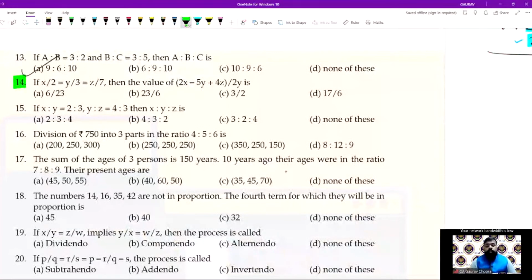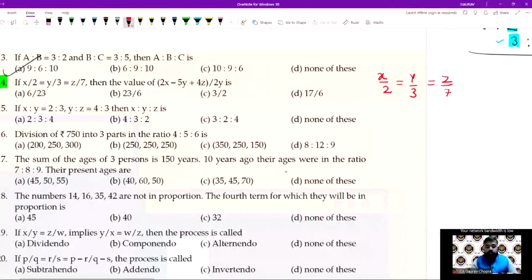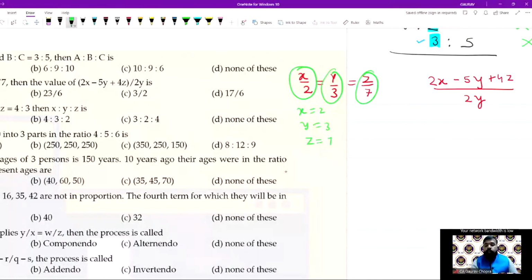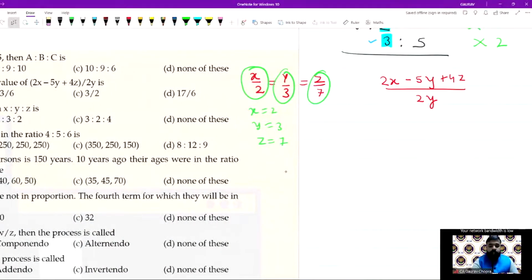Now the 14th one. If x by 2 is equal to y by 3 is equal to z by 7, then find the value of 2x minus 5y plus 4z. So let us write here x by 2 equal to y by 3 equal to z by 7. And we have to find out the value of 2x minus 5y plus 4z upon 2y. So what is the shortcut way to solve this? Just substitute the values. In place of x, we can put 2. In place of y, we can substitute 3. In place of z, we can substitute 7. So substitute all these three values to get the required result.